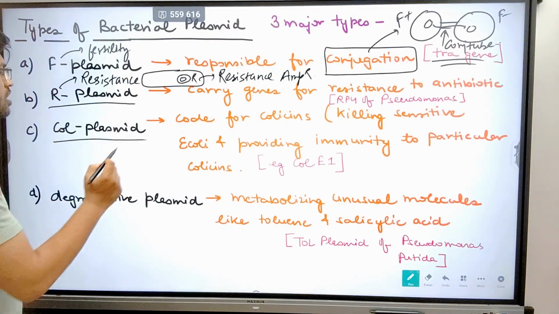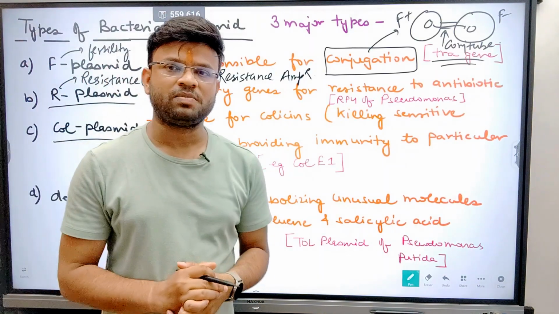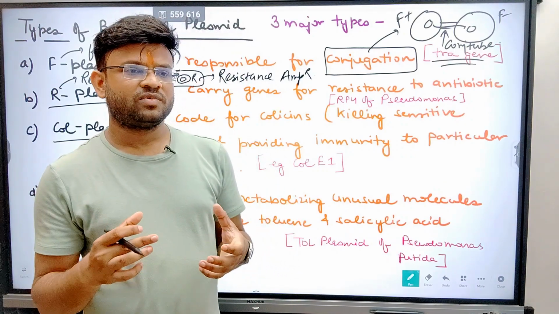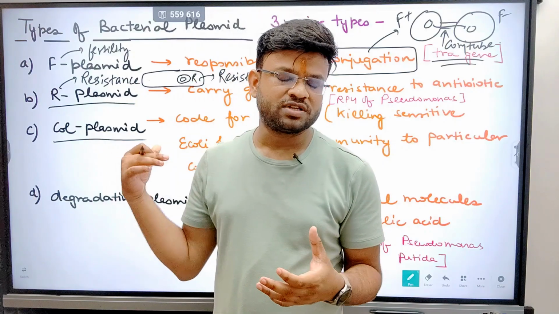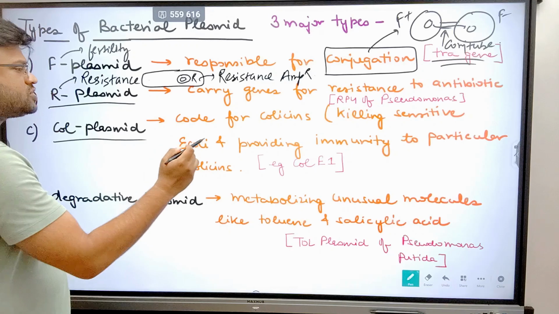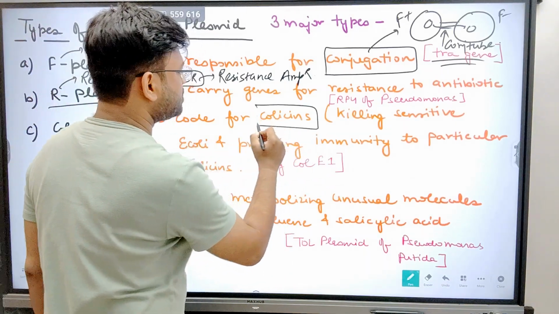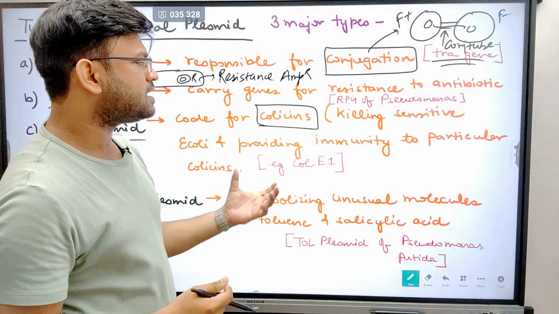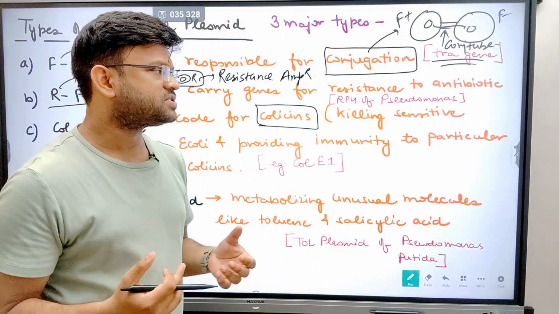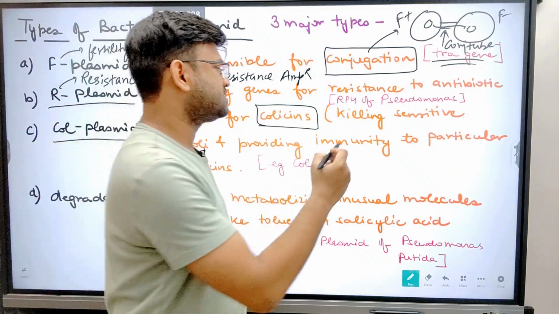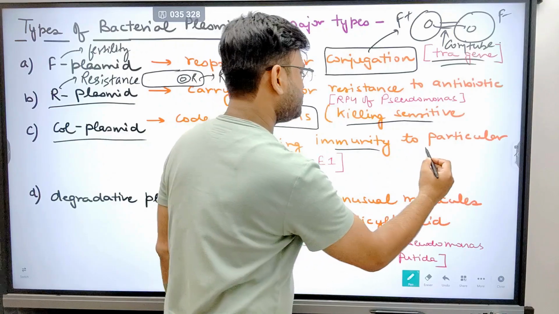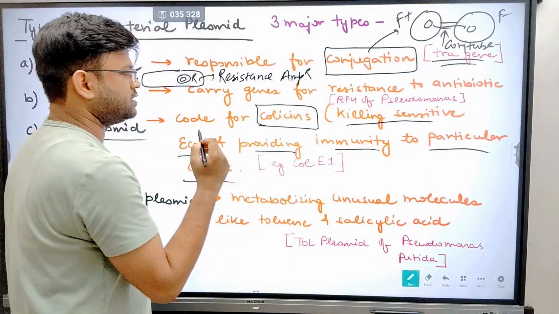Now coming to the col plasmid. What do you understand by col plasmids? Col stands for coli. Basically, this is seen inside the E. coli bacteria, and it codes for colicin. Now what is this colicin? Colicin is basically a chemical, or a toxic substance rather, we can say. It kills sensitive E. coli and provides immunity to a particular colicin.